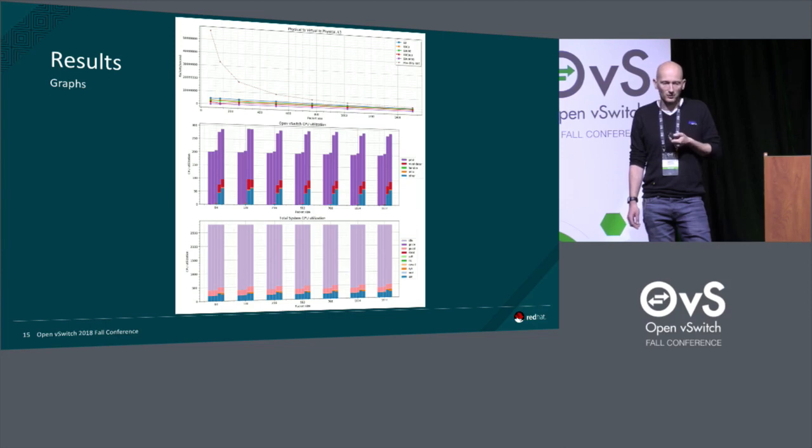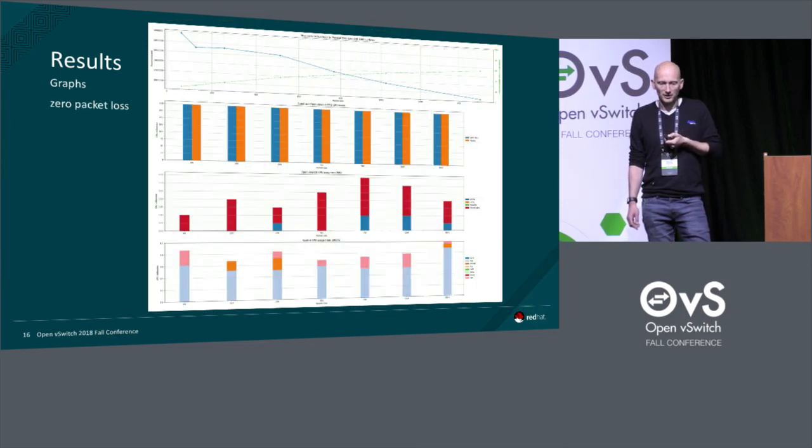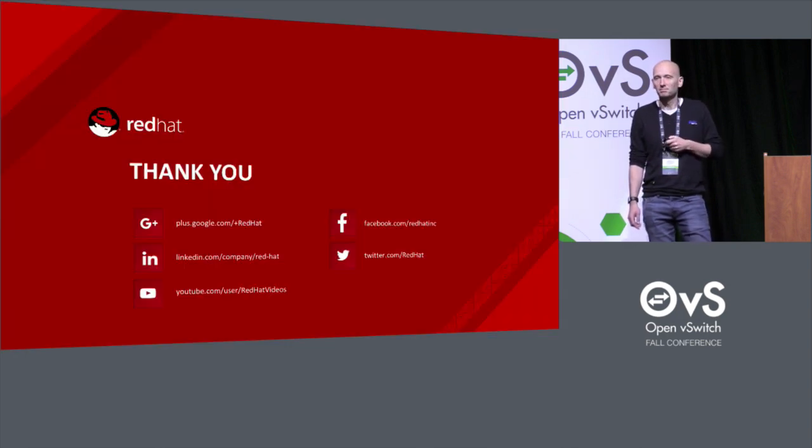There are graphs for the total number of flows. And there is a graph for zero packet loss, so it shows you how many packets per second we're actually sending out. And that's it. Thank you.